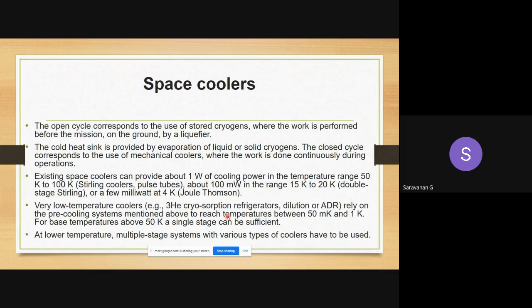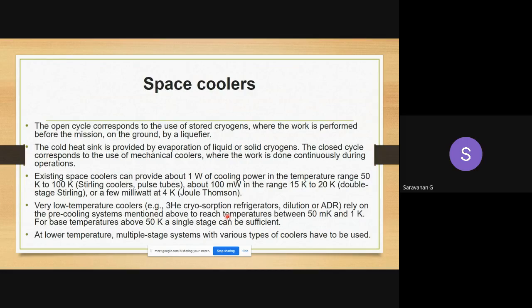So this is the idea behind how to maintain the temperature to generate this cooling power. If you go for 1 watt cooling power, the range will be 50 to 100 Kelvin. If you go for 100 milliwatts, it should be lower than that, 15 to 20 Kelvin. And if you go for very few milliwatts, maybe 4 Kelvin, that is very low temperature. There we have helium sorption refrigerators, cryosorption refrigerators that can be used. And the dilution refrigerator system uses temperatures in the range of 50 millikelvin to 1 Kelvin also. So we can maintain extremely low temperatures in the range of 50 millikelvin to 1 Kelvin.